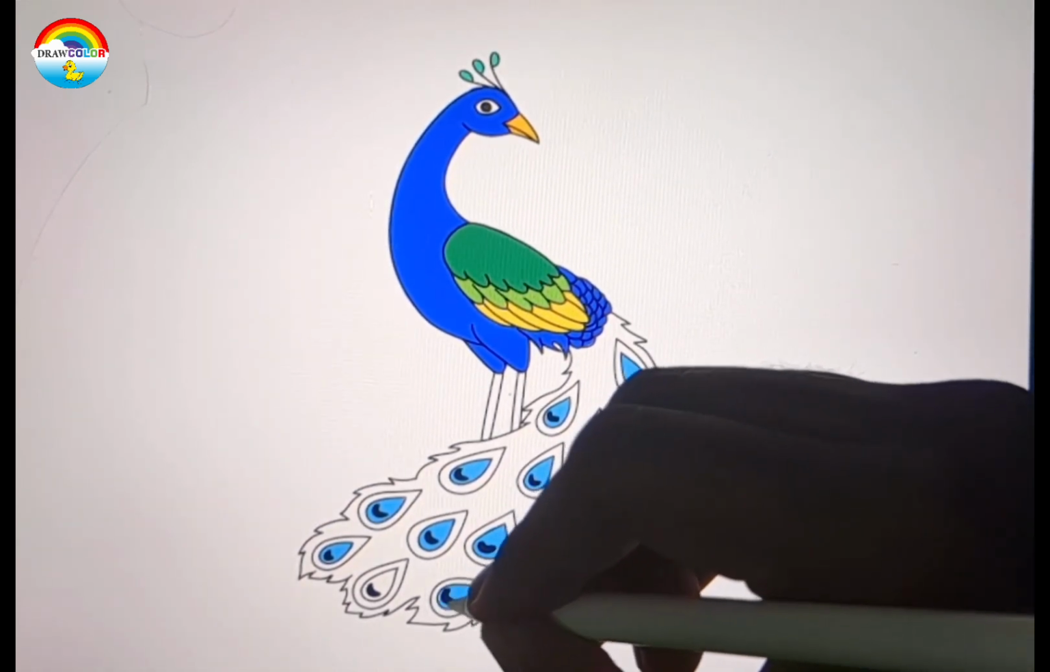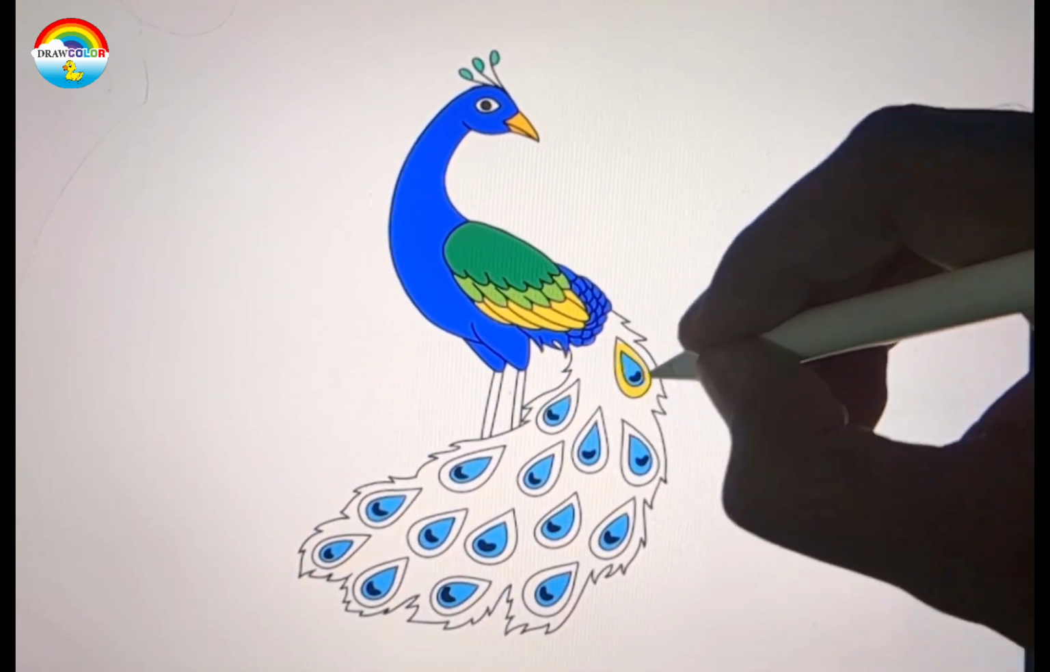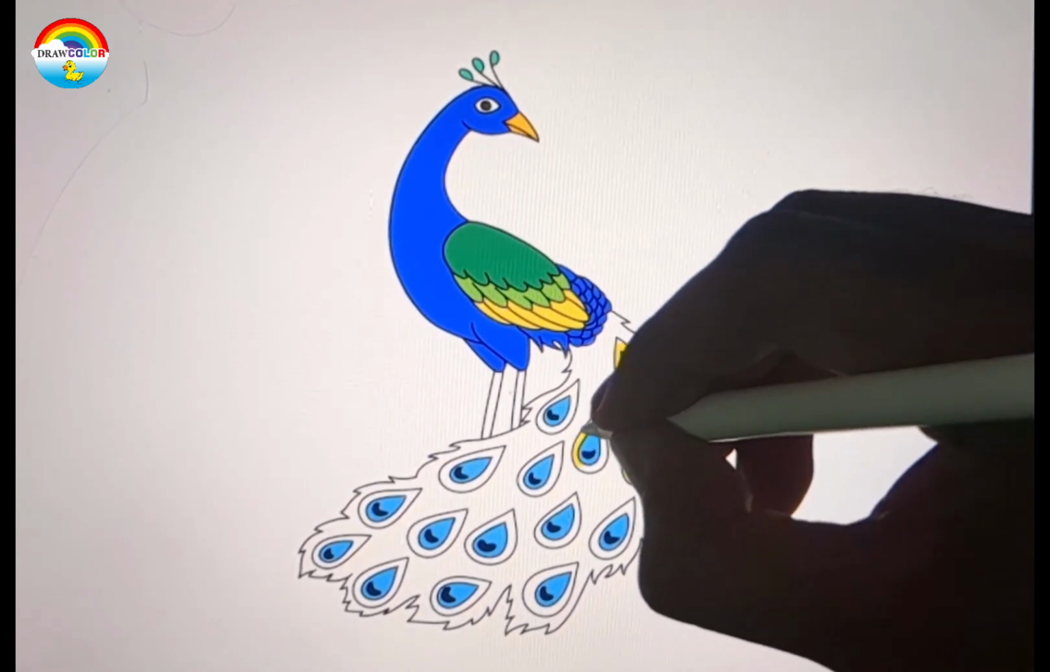In various cultures, peacocks symbolize different things. They can represent beauty, pride, and even resurrection due to the way they shed and regrow their feathers.